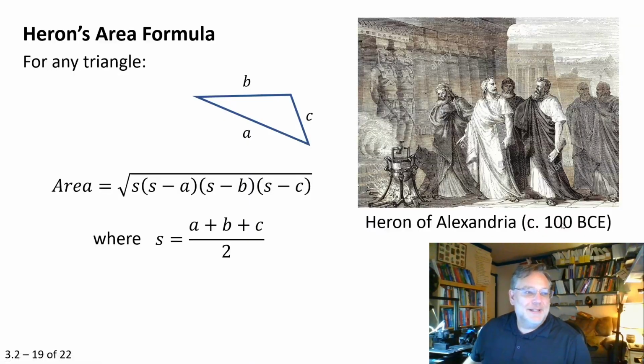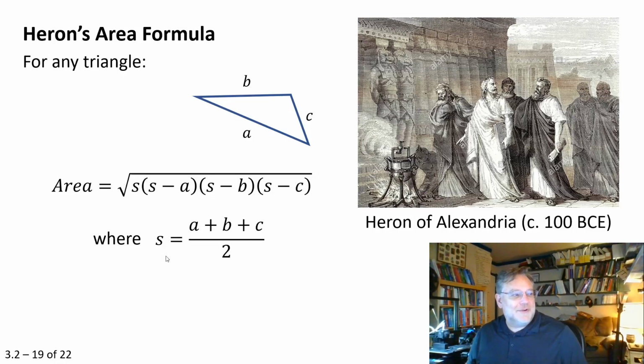Okay, and I also mentioned that you would be getting yet another formula for finding the area of a triangle here. This one comes from something called Heron's formula. Heron was a Greek mathematician from Alexandria, about 100 years BCE, and this is the formula that he came up with.